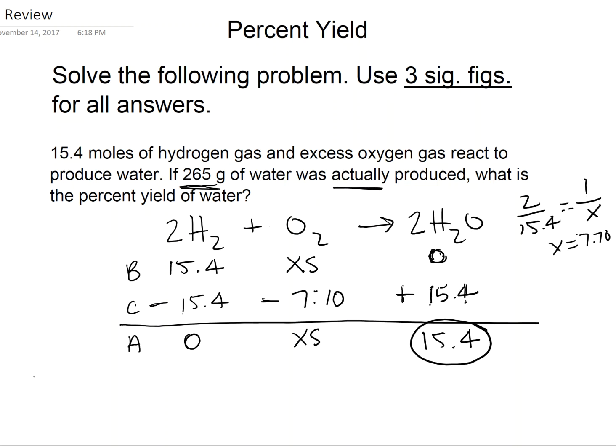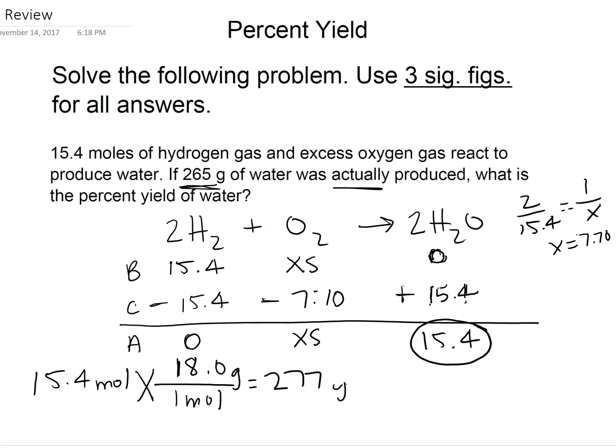So to find the theoretical yield, like I said, we're going to take our 15.4 moles of water. We're going to change it into grams using our mole roadmap. So 1 mole goes on the bottom and the molar mass of water goes on top. So we'll add up 2 hydrogens plus 1 oxygen off our periodic table to give us 18 grams. When we do 15.4 times 18 divided by 1, we get 277 grams, which again is our theoretical yield.